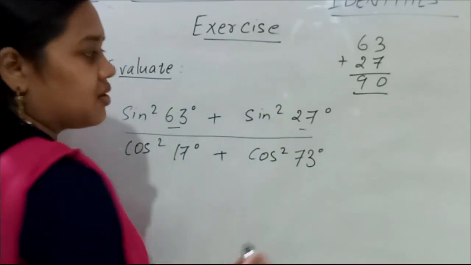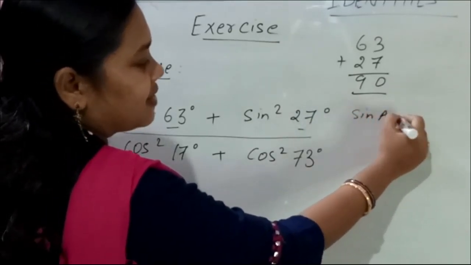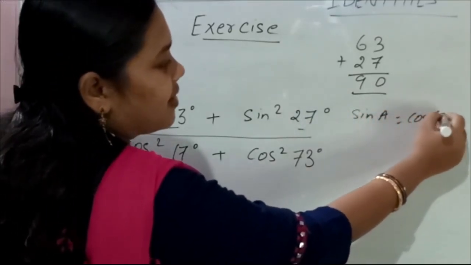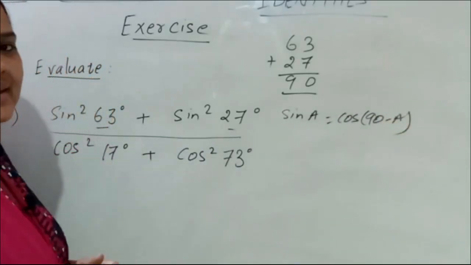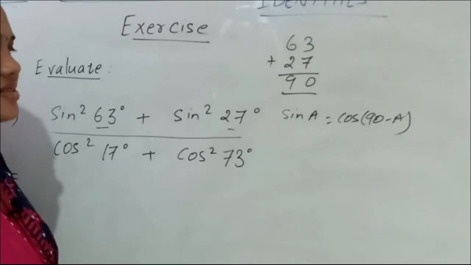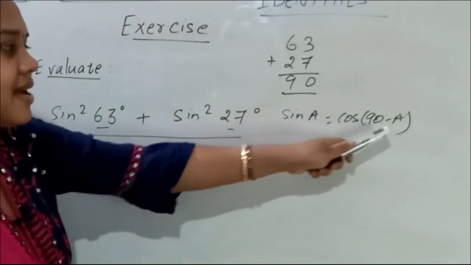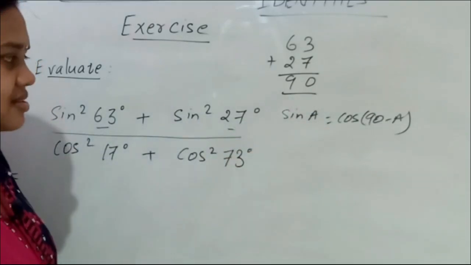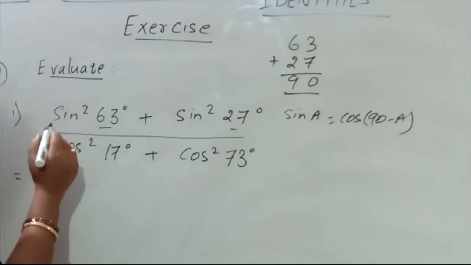We already read sin A is equal to cos(90 minus A). Sin A is equal to cos(90 minus A). Sin and cos are complementary; A and 90 minus A are complementary angles. So sine and cos are complementary angles. So here what to do?